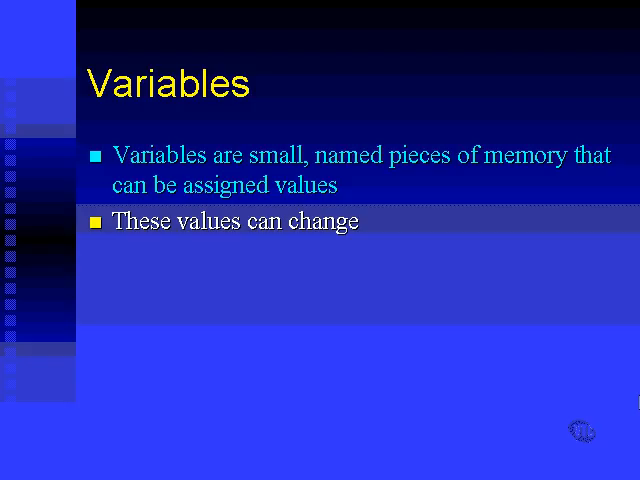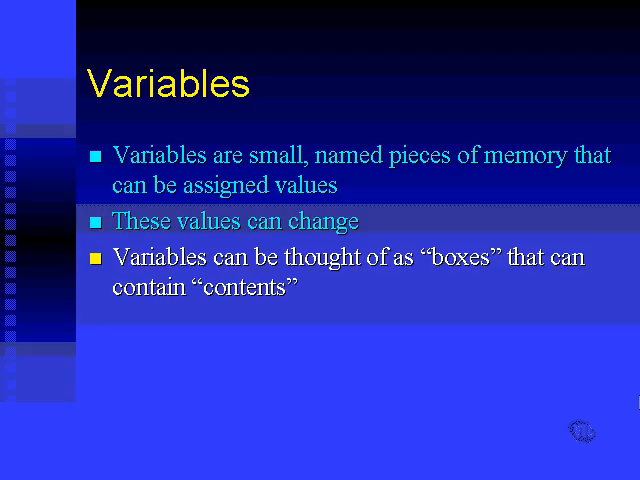Once you've assigned the value 36 to age, you can then go and assign some other value to age if you choose to. That's up to you, the programmer. That's why they're called variables, because their values can vary. Anyway, what I was going to say was, variables can be thought of as boxes that can contain contents.